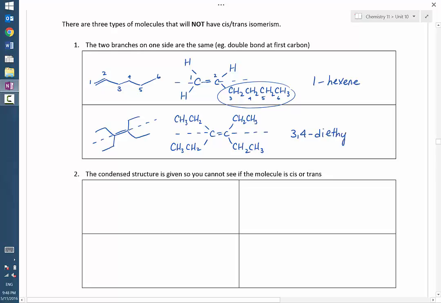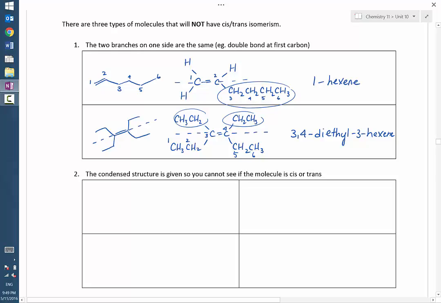3,4-diethyl 3-hexene. 3,4 because if we start numbering from 1, 2, 3, 3 is when that first double bond occurs, and at position 3 we have an ethyl. At position 4 we have an ethyl, and then 5 and 6 for hexene.